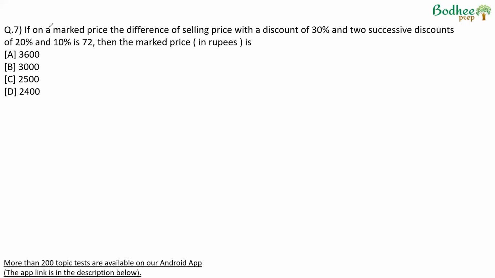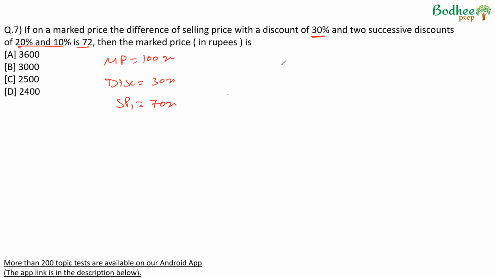If on the marked price, the difference of selling price with a discount of 30% and two successive discounts of 20 and 10% is 72. Now, first of all, let the marked price be 100x. In the first case, the discount is 30%, which is 30x. So the selling price in the first case will be 100 minus 30, which is 70x.